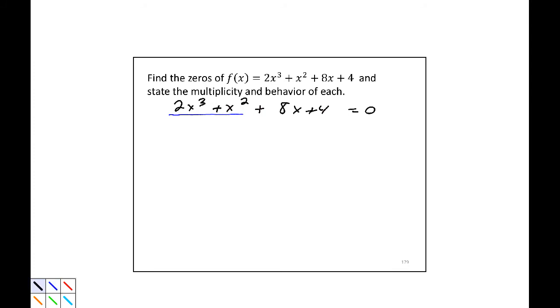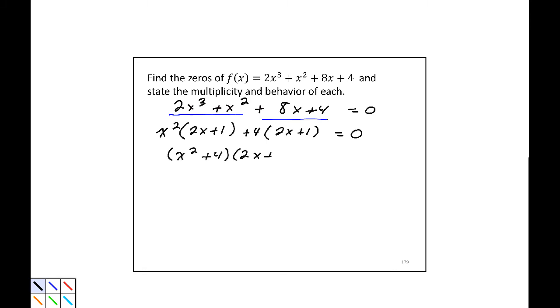We have 4 terms. So from the first two terms, we'll factor out an x squared, which would leave us with a 2x plus 1. So x squared times 2x plus 1. And the second two, we could factor out a positive 4, which would leave us with a 2x plus 1. So this is going to factor as x squared plus 4 times 2x plus 1.